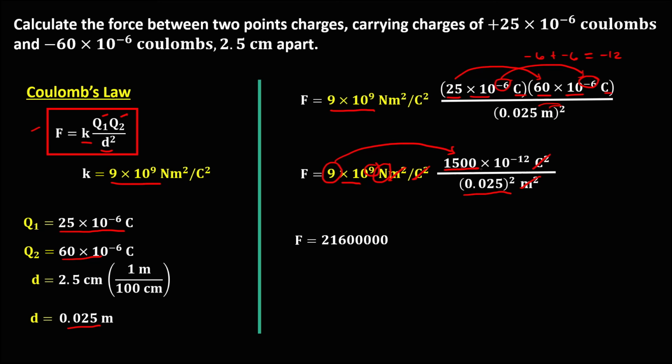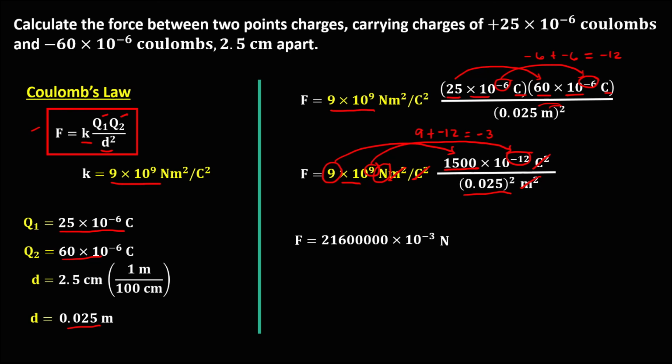So again, since we multiply, we need to add these two exponents. So we have positive 9 plus negative 12. So the exponent is negative 3. So this is times 10 to the power negative 3 newtons.